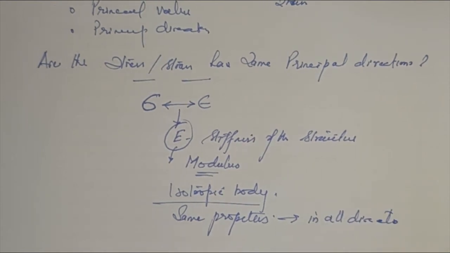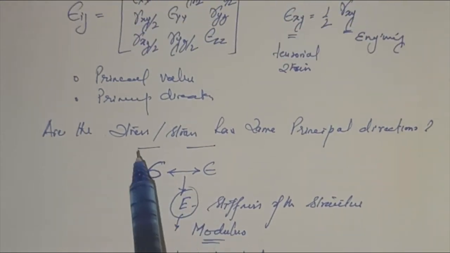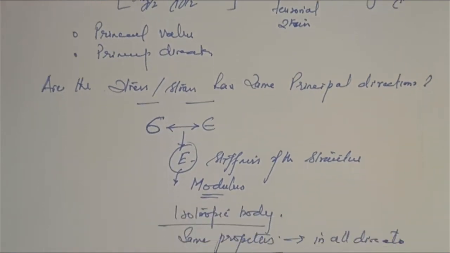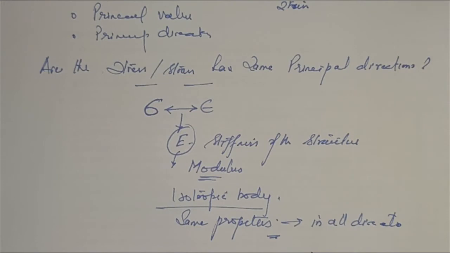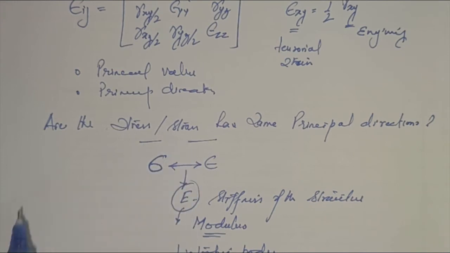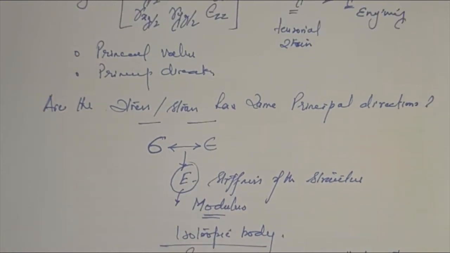Same properties exist in all directions. If the properties are the same in all the directions, then your planes of stresses and strains will be the same. If the properties are not the same in all the directions, then the principal planes of stresses and principal planes of strains will be different. That will depend upon the property along which direction, because the stiffness will be different.